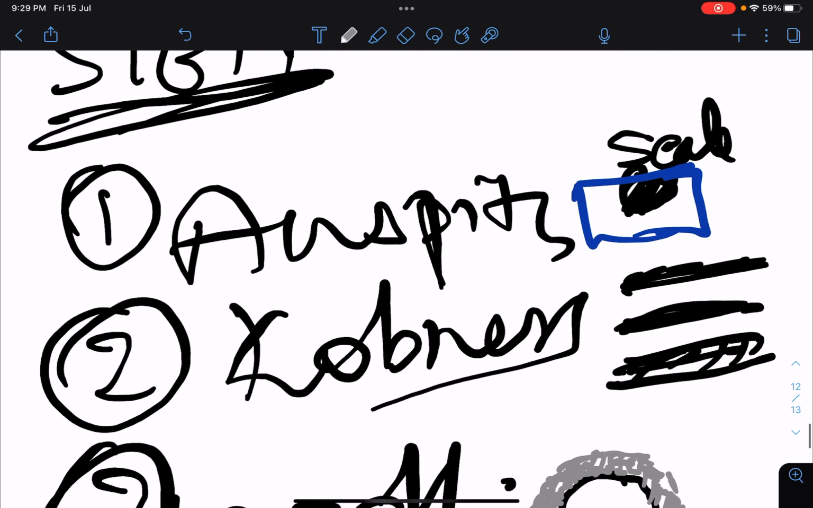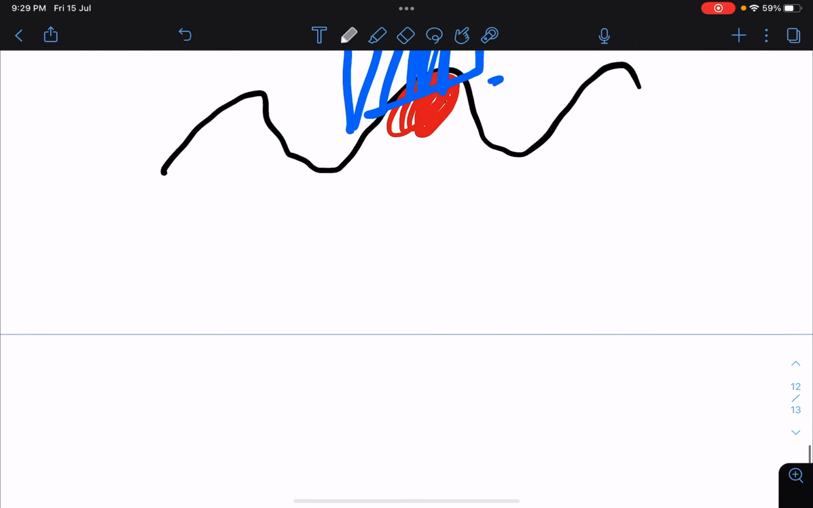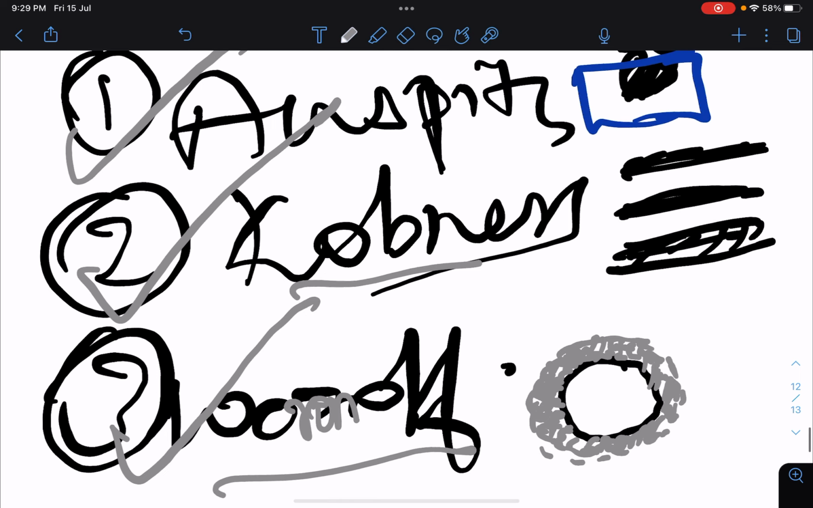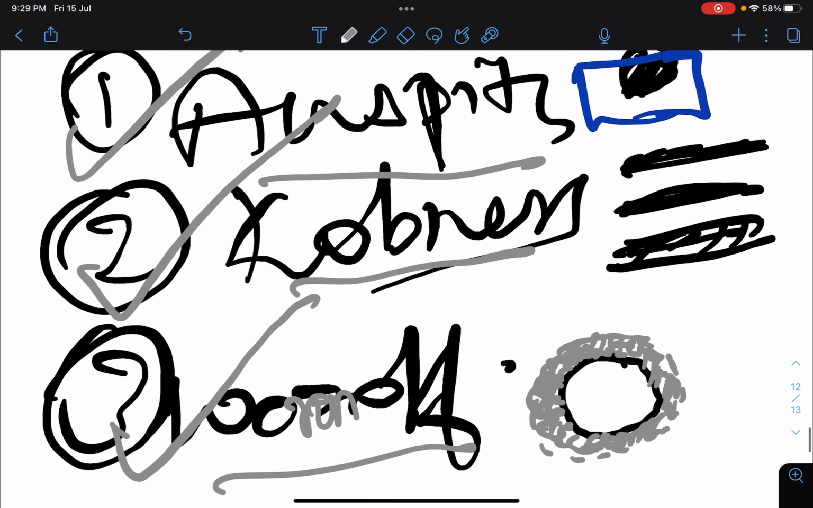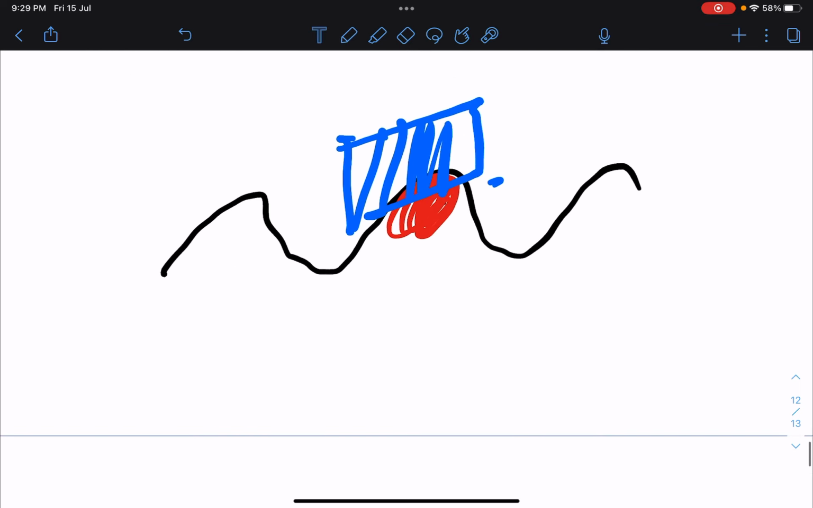All right, so you should know 3. One is Auspitz, one is Koebner's, and one is Woronoff's ring. Sorry, Woronoff. My bad. Koebner's phenomenon, Auspitz phenomenon or Auspitz bleeding, Koebner's lines if you want, and Woronoff ring if you want to say that, to help you remember what it could be actually.